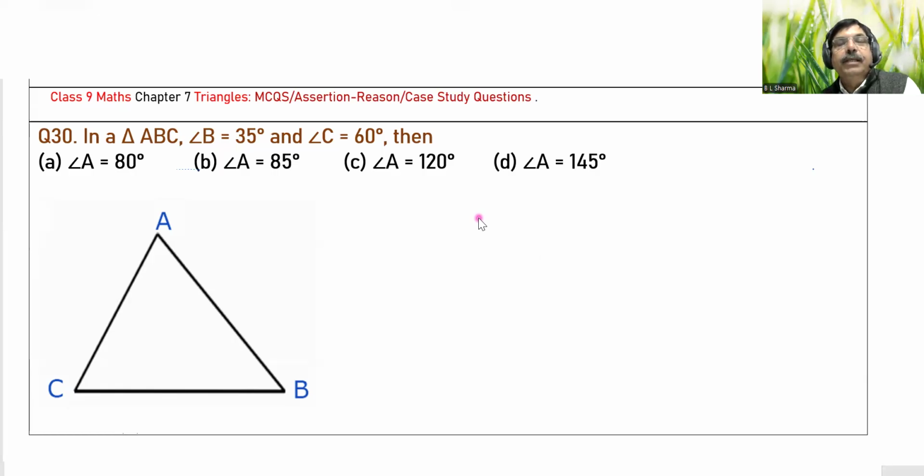Angle B is 35 degrees, angle C is 60 degrees, then what about angle A? What will be the measurement of angle A? We know the sum of three angles of a triangle is 180 degrees. So 60 plus 35, 95. So angle A will be 85 degrees. So B is the correct option.